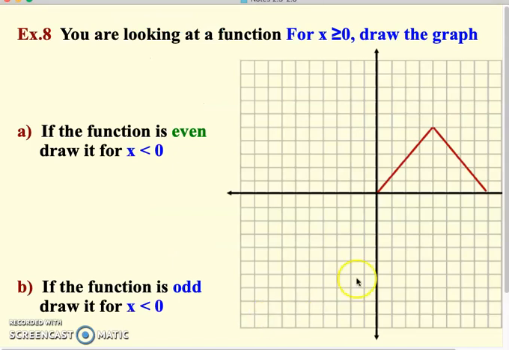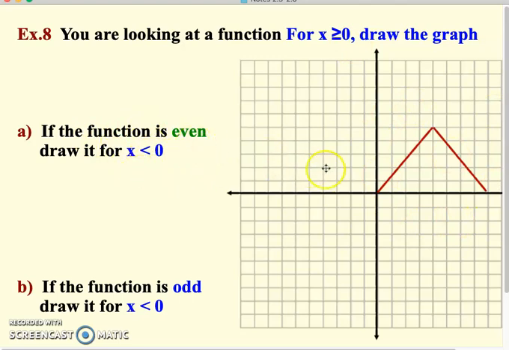So the last problem to look at is, just to be clear on what this is saying, what you've got is the right half of the graph. Visually, here's the right half of the graph. Your job is to draw the other side. So again, positive half, there it is. You draw the negative half.